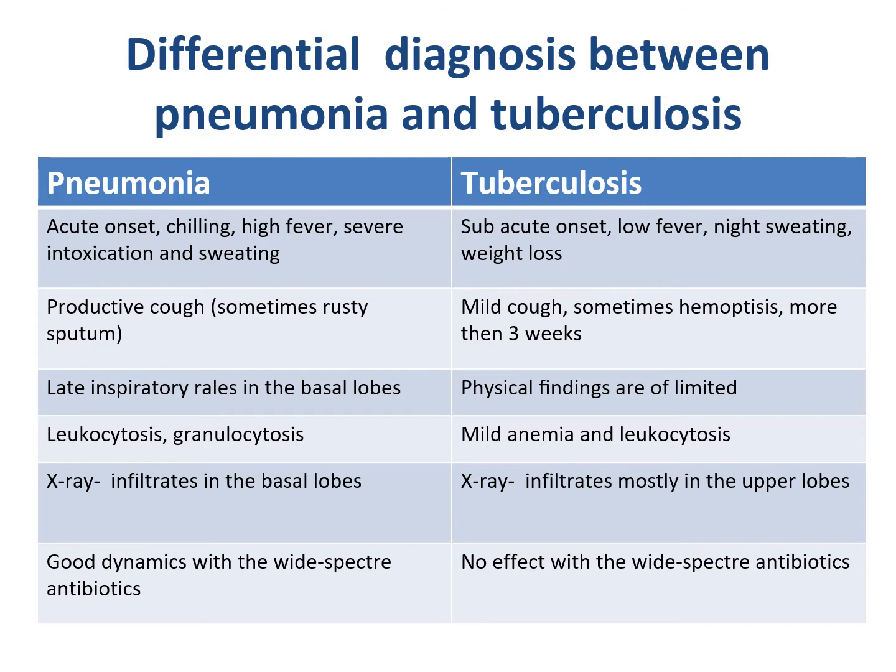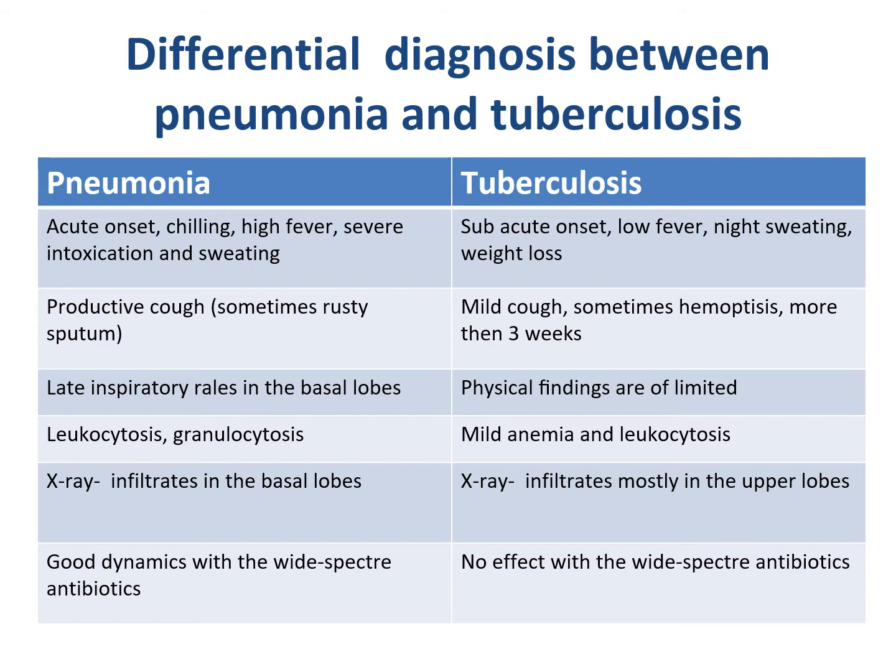In case of pneumonia, we have acute onset, chills, high fever, severe intoxication, and sweating. In tuberculosis, subacute onset, low fever, night sweating, weight loss. In case of pneumonia, we have productive cough, sometimes rusty sputum. In tuberculosis, mild cough, sometimes hemoptysis, more than 3 weeks. Pneumonia, late inspiratory rales in the basal lobes, and in tuberculosis, physical findings are limited. Pneumonia, leukocytosis, granulocytosis; tuberculosis, mild anemia and leukocytosis.